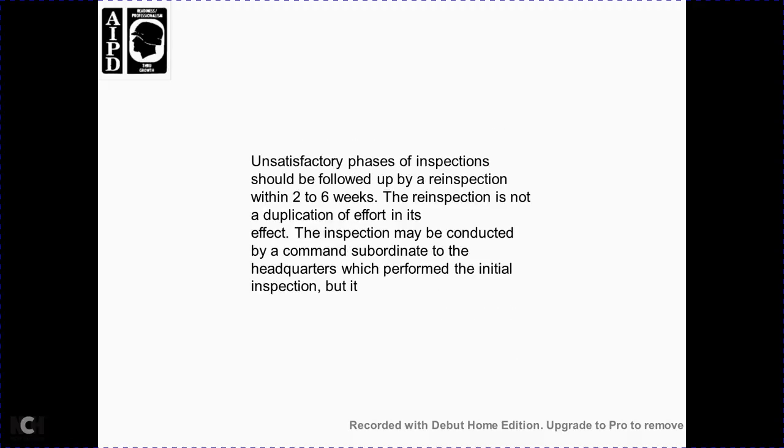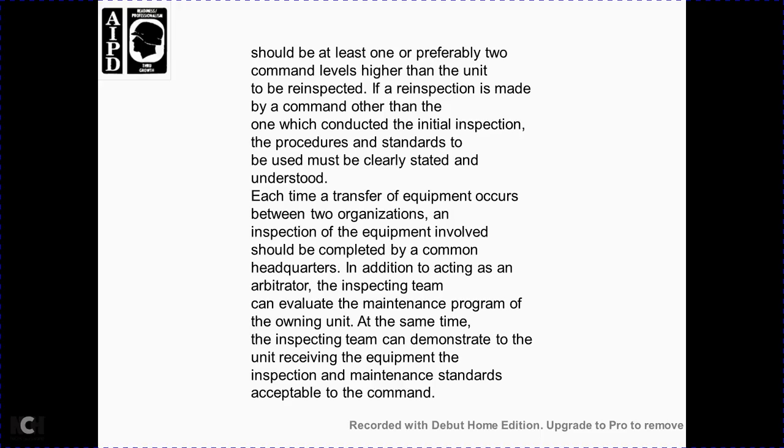An unsatisfactory inspection should be followed up with a re-inspection in 2 to 6 weeks. The re-inspection can be conducted by the command or a subordinate headquarters of the one which performed the initial inspection, but should preferably be at least one or two levels of command higher than the unit re-inspected. The re-inspection may be conducted by a command other than the one that conducted the initial inspection, provided the standards are clearly stated and understood.